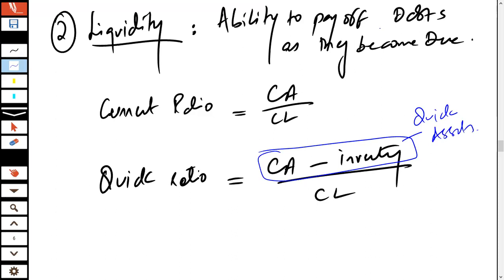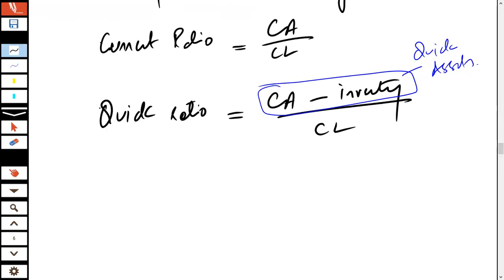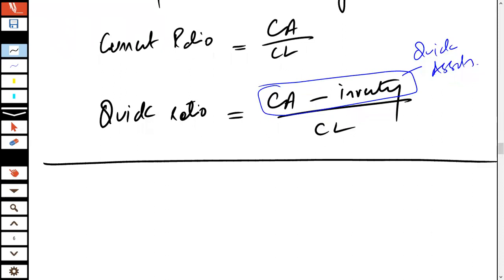Now, what we have done is we have discussed what exactly the current ratio is and what the quick ratio is. The current ratio and the quick ratio actually tell you about the liquidity position of an entity. What does it tell you? It tells you about the liquidity position of the entity. Now let's move a bit forward. Let's discuss further.